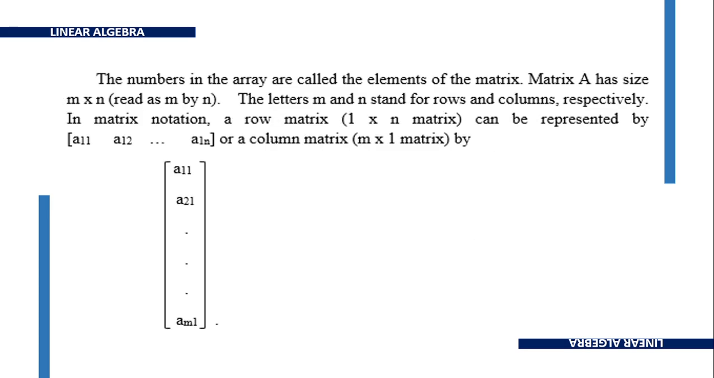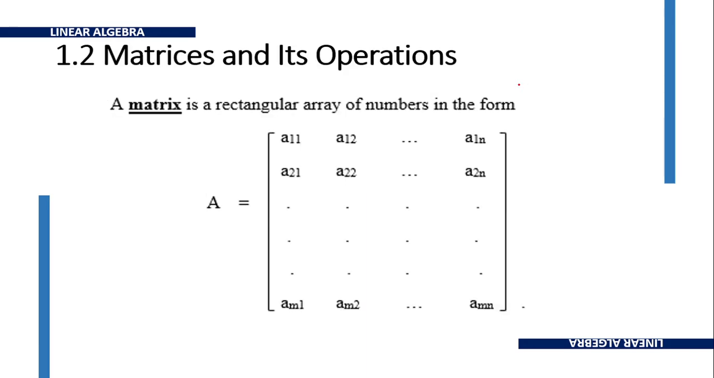Next, the numbers in the array are called the elements of the matrix. Okay, so kung babalikan natin kanina, sabi dito, the numbers in the array are called the elements of the matrix. So, balikan natin yung matrix natin kanina, yung sa previous presentation. So, itong mga A11, A12, A21, and A sub M1 are the elements of the matrix. Okay?